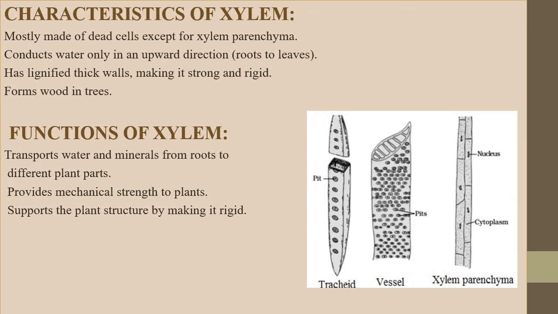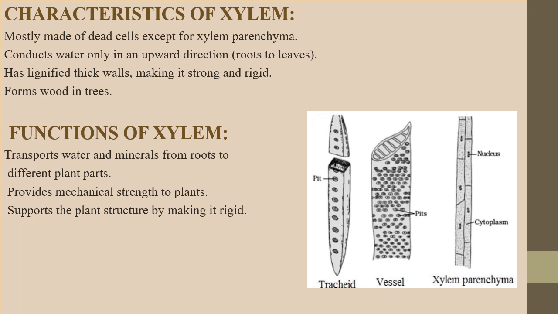In this slide, you can see the image of components of xylem, that are tracheids, vessels and xylem parenchyma. So there are some characteristics of xylem. The main characteristic of xylem are mostly xylems are made up of dead cells except xylem parenchyma, which we have already studied. They conduct water only in upward direction, that is from roots to leaf.